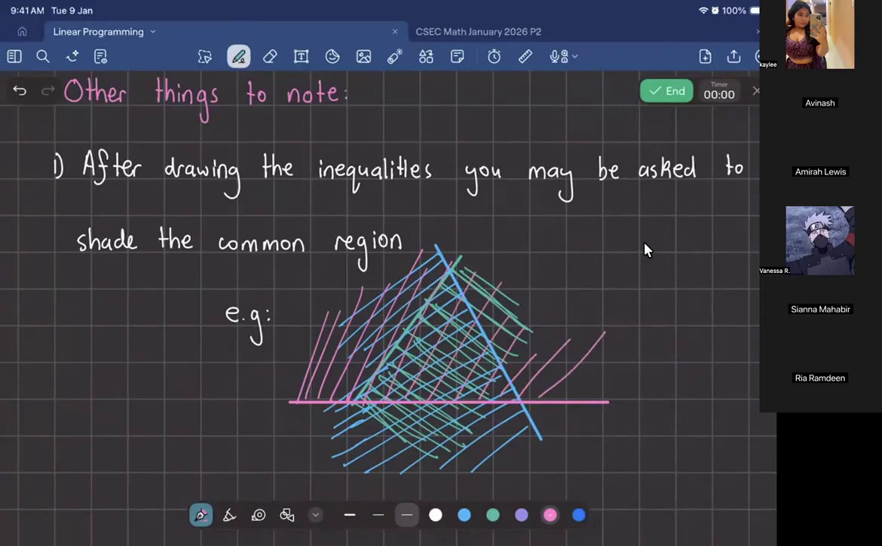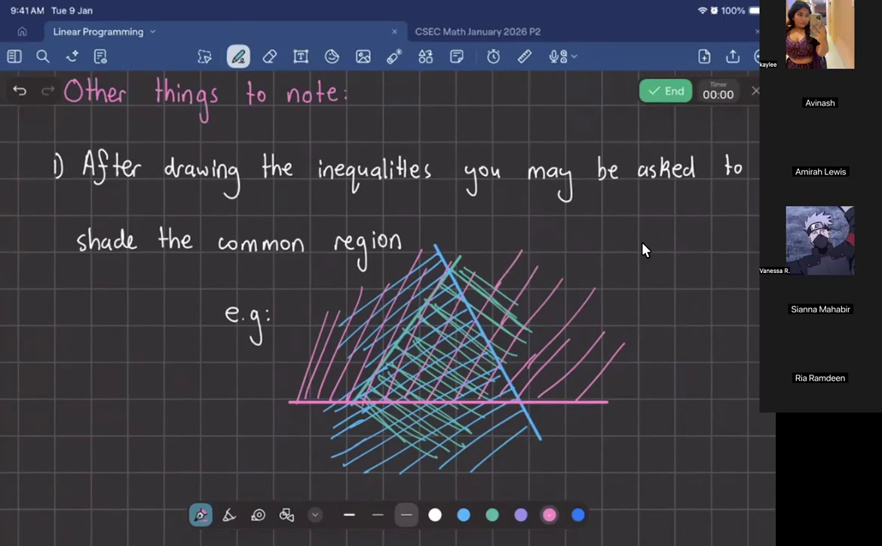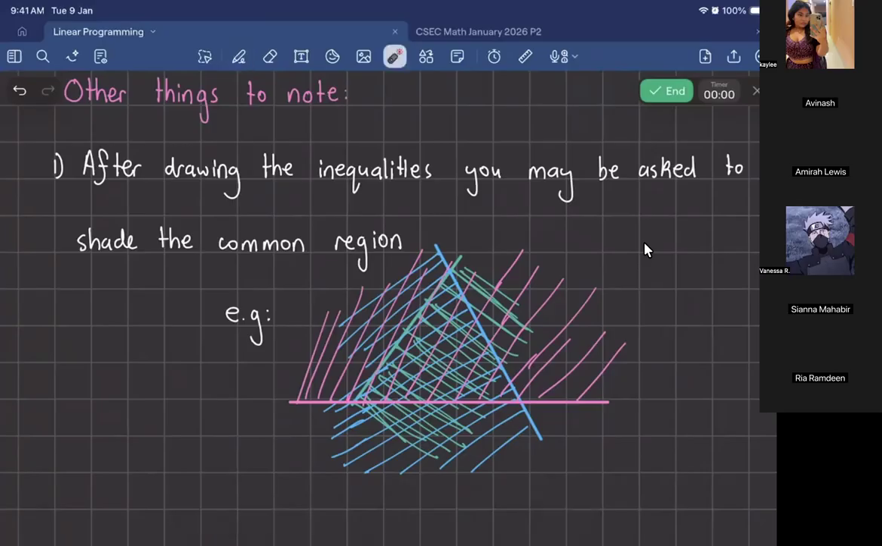Talk to me, guys. Are you all seeing a common region where everything is being shaded, like all the colors are there? Amira, I see you on mute. Let me know if you're seeing that. Yes, sir. Okay, what shape does it form? A triangle. All right, so I think we're seeing the same thing.